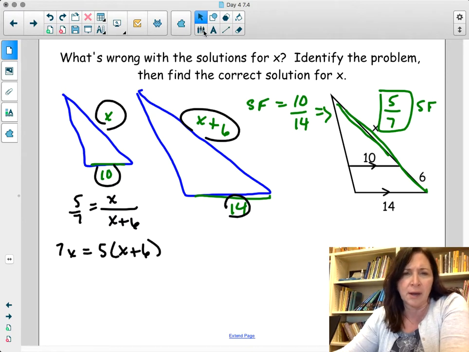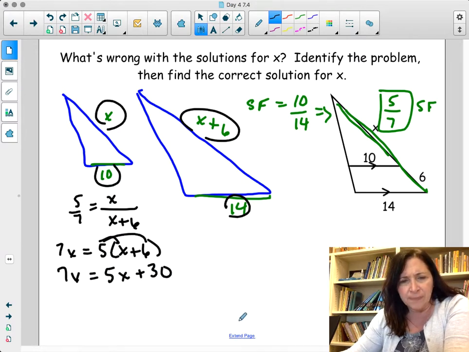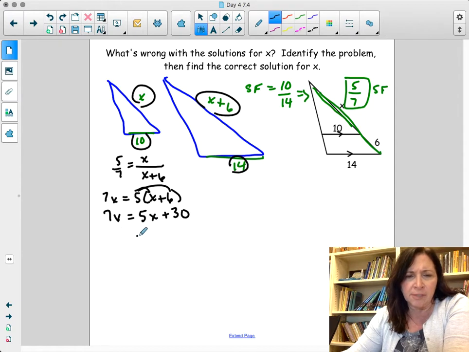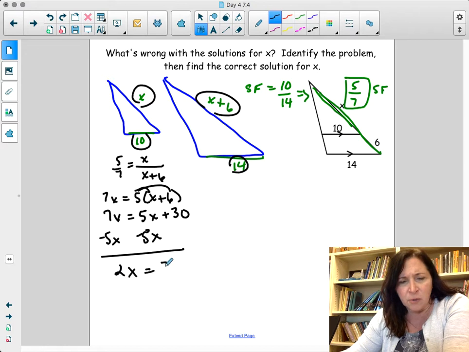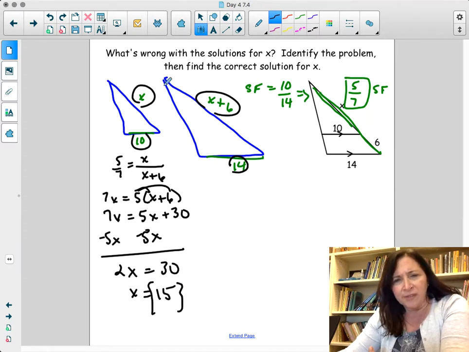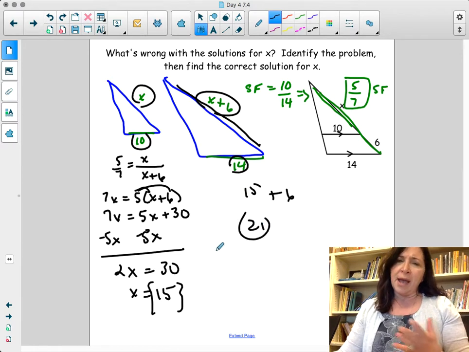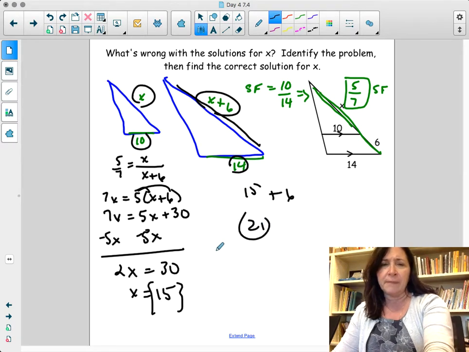And in working that out, I'm going to get 7x is equal to, I'm going to distribute, 5x plus 30, all right? And then I'm going to subtract 5x from both sides. And I'm going to get 2x is equal to 30, so x is equal to 15. So questions that they might ask me might be, what's x? X is 15. Or what's the length of this side? And that side would be whatever 15 plus 6 is. Okay, so that'd be 21. So they might ask you the different lengths of the sides.